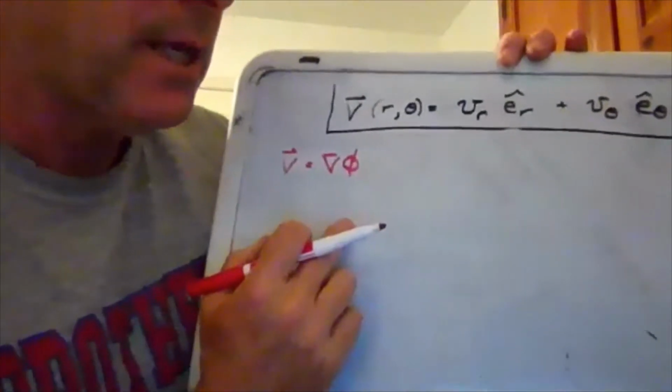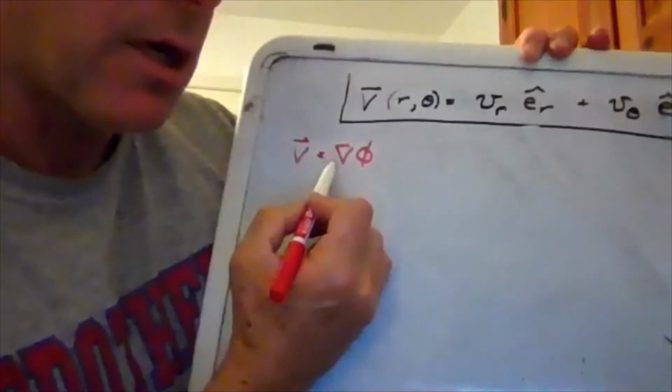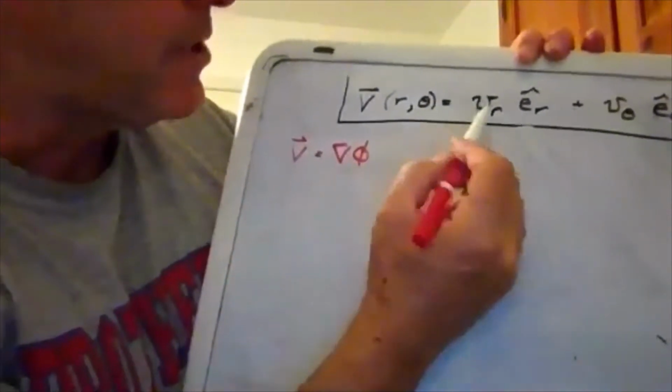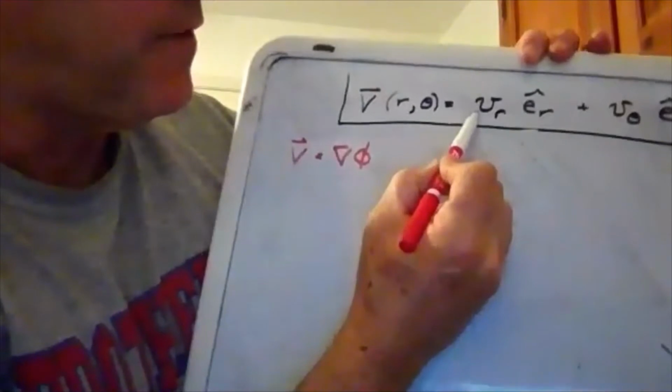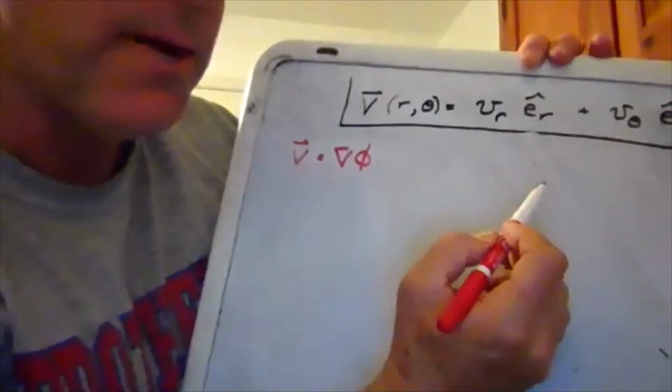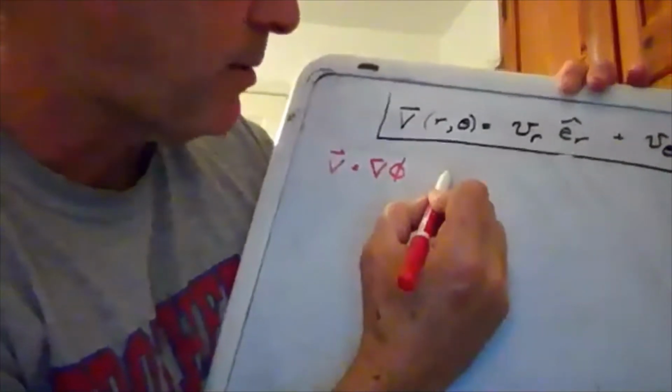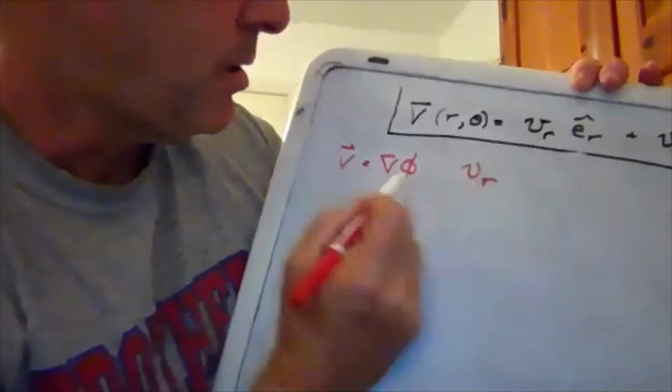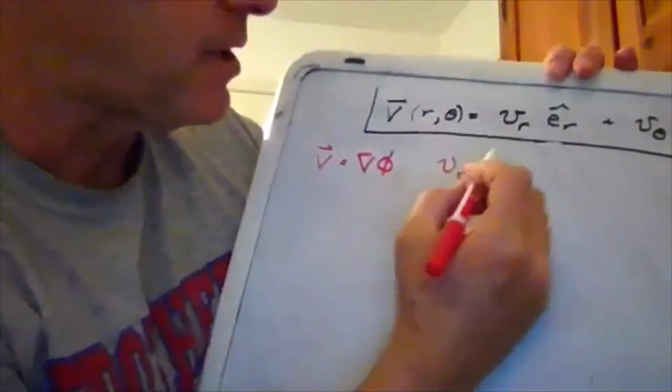So basically, here is our governing equation, and then what we need to do to get the velocity vector, we need to get VR and we need to get V theta. So VR is probably what you might guess it is. Okay, I'll give you a potential function. How are you going to get VR?